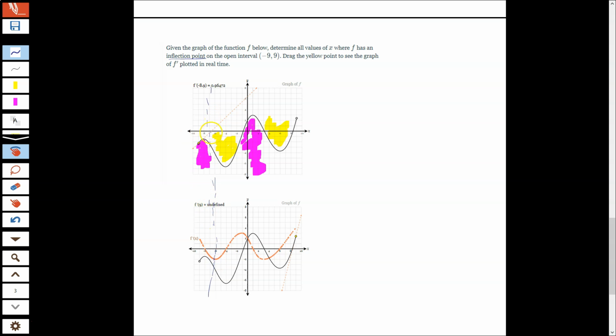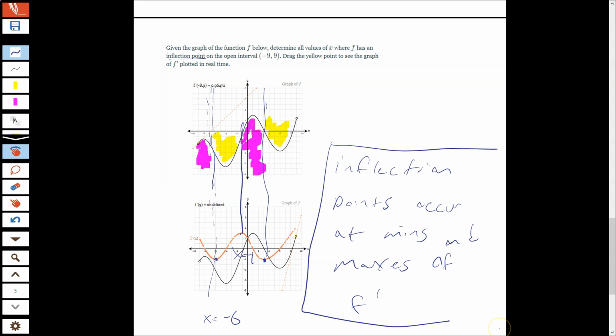So the reason that they give you this is so you can figure out the exact boundary. So here we'd say at x equals -6 is an inflection point, and then here's another one. So this one's pretty unclear to me. It looks like it turns out that inflection point is at x equals -1. Okay, and then my next one's at x equals 3. This one was easier to see for me. Okay, so the key takeaway for this is this. Inflection points occur at mins and maxes of f prime. So if it's unclear to you what the concavity is just from the graph, drag this point around and take a look at the graph of the derivative, and you're looking for the mins and maxes of that.